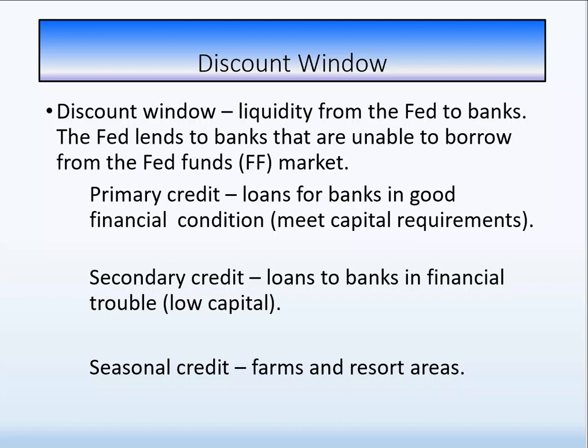There's also secondary credit, and those loans are for banks that are in financial trouble. They have low capital. They're not meeting their capital requirements. The interest rate will be a little higher on those loans. Then there's seasonal credit that goes to farms and resort areas because the banking system may be under strain at various times in resort markets on a seasonal basis.